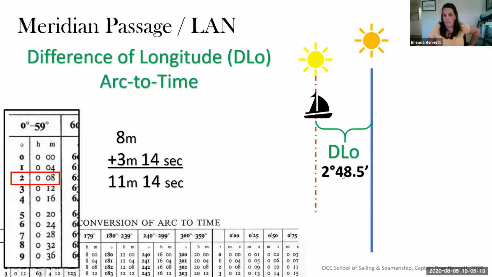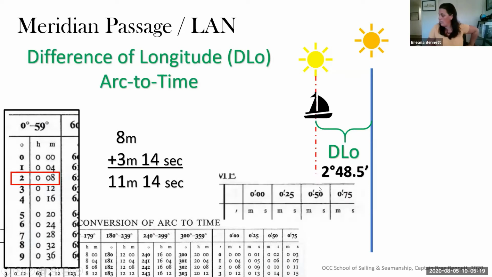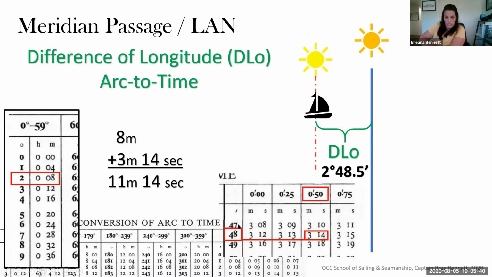And then I have the 48, or 48.5. So I'm going to go over to the far right column where you get your minutes. You have 0 minutes, and then 0 to 59, and then you have 0.0, 0.5, or 2.5, 5, and 7.5. So our minutes are going down here. We're going to go down to the 48th minute, and then over to 0.5. So we have 3 minutes and 14 seconds.